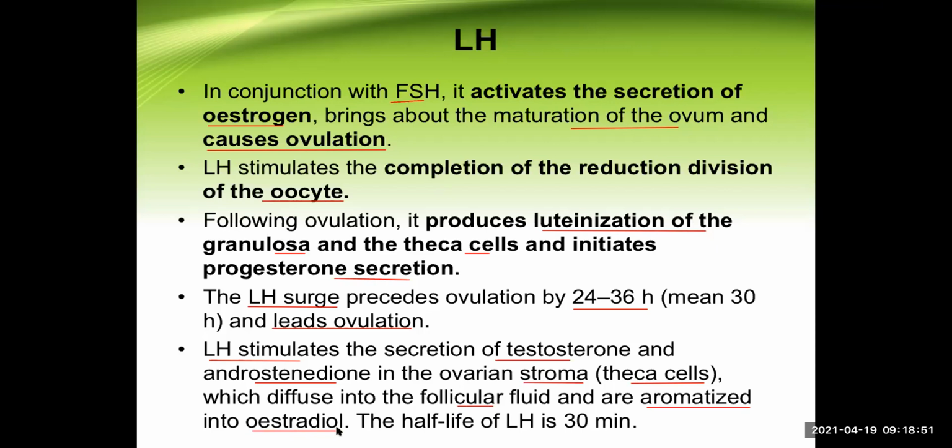So we need both these hormones for the proper synthesis and release of estrogen, because without the development of follicular cell, the aromatization reaction cannot happen, and without LH the synthesis and secretion of androgen doesn't occur. So we need both types of gonadotropin, FSH and LH, for the release of estrogen. Both. Only one is not enough here. We need both. The half-life of LH is 30 minutes.